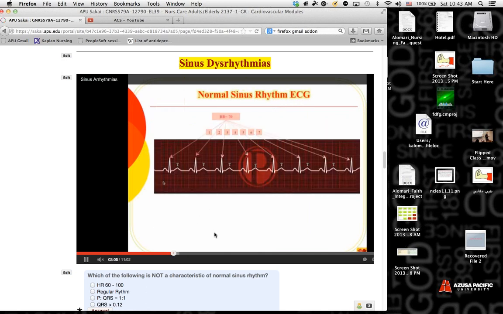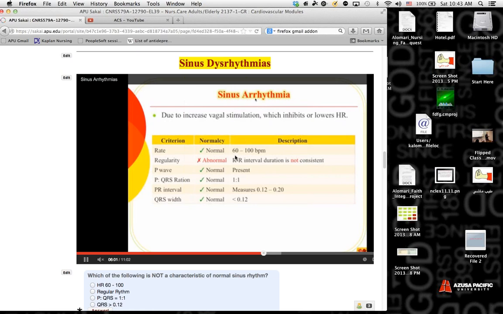As you see here, the heart rate is normal. Each P wave is followed by a QRS, so the ratio is 1 to 1, and the heart rate is again within normal. Later when you watch this, you will see that everything is within normal, and that will be sinus rhythm. After you understand sinus rhythm, for sinus bradycardia there is only one deviation: everything is the same except the heart rate. For sinus tachycardia, the same thing: everything is normal, but the heart rate is above 100. And for sinus arrhythmia, everything is normal, but it's an irregular rhythm.